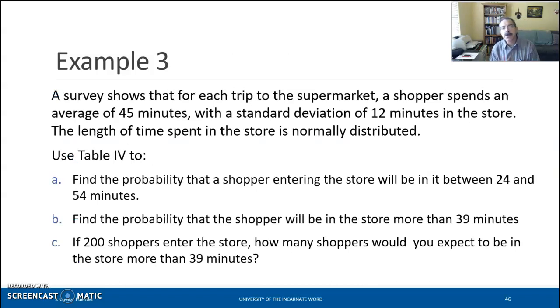All right, here's another example, example 3. In this case, a survey shows that for each trip to the supermarket, a shopper spends an average of 45 minutes with a standard deviation of 12 minutes in the store. So the length of time spent in the store is normally distributed. So we're going to use table 4 to find the probability that a shopper that enters the store will spend between 24 and 54 minutes. In the second part, we're going to find the probability that the shopper will be in the store more than 39 minutes. And then in the third question, say, well, if we have 200 shoppers coming in, how many do you expect to be in the store more than 39 minutes? That means we're going to use the probability in B to find that number of shoppers.